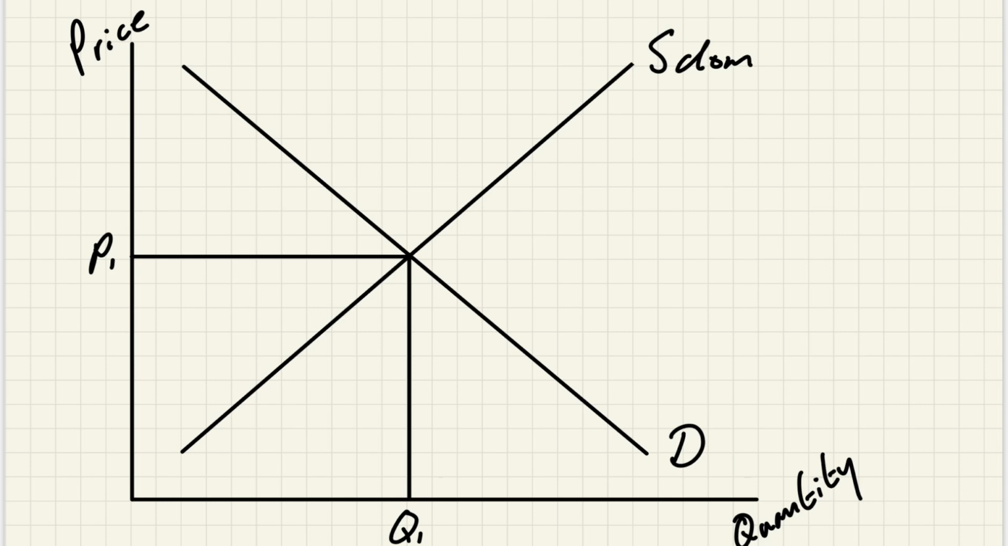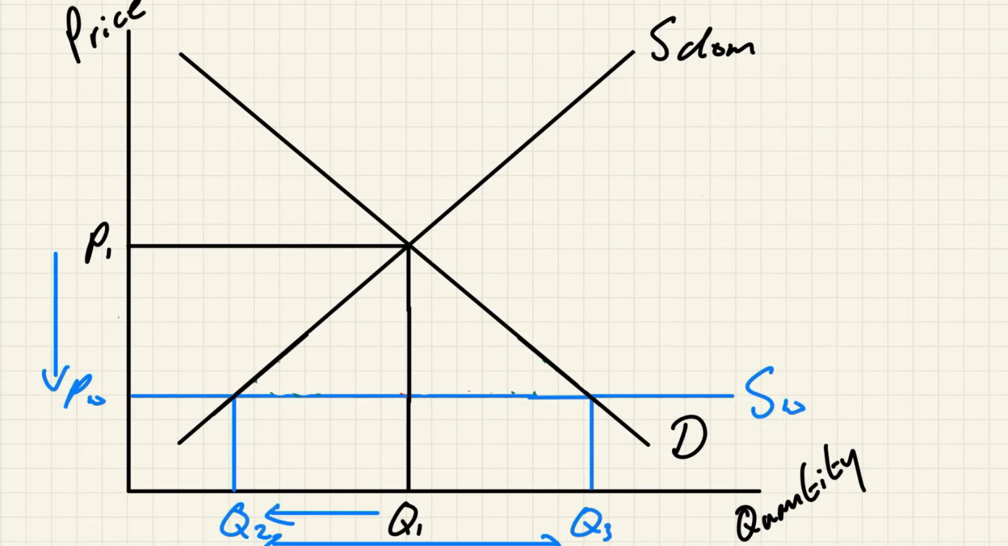So all of the domestic demand is being supplied by domestic firms. So before trade takes place, the price of the product is P1 and the quantity of the product provided by the market is Q1. We've now adjusted the diagram to show the impact of free trade.